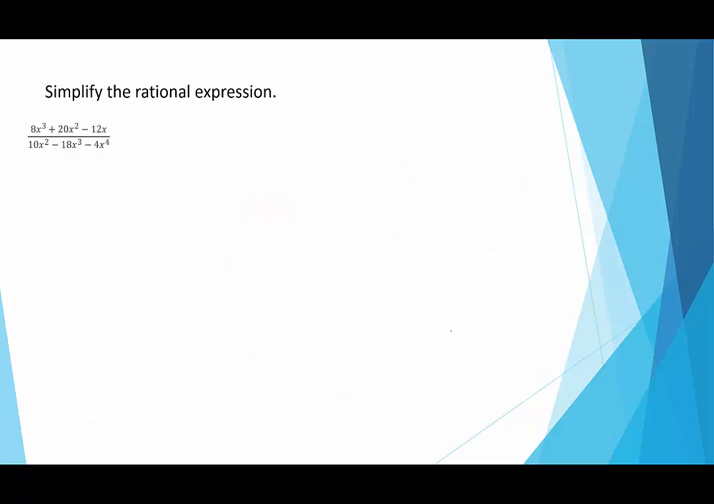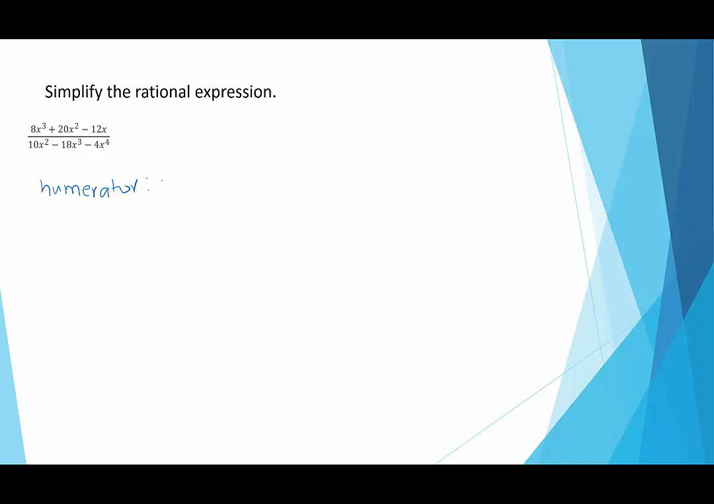And our last example, you want to try this one? Hit pause. Oh boy, this one looks meaty. Okay, so we have 8x cubed plus 20x squared minus 12x. What I'm noticing in the numerator is that we do have a GCF.